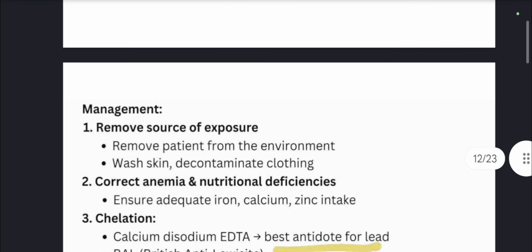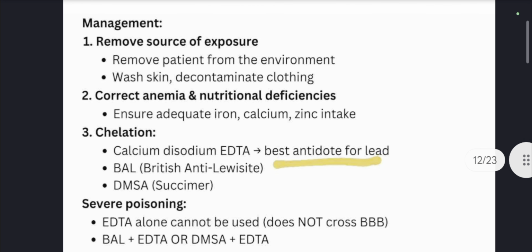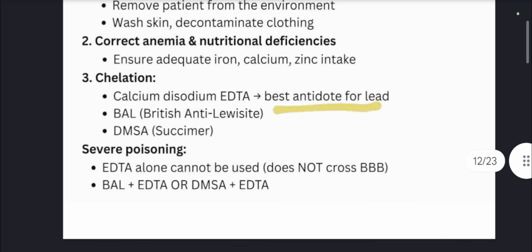Moving ahead and talking about the management. In management, you can remove the source of exposure, you can remove the patient from the environment, you can wash skin, decontaminate clothing, correct anemia and nutritional deficiencies by ensuring adequate iron, calcium, zinc intake. Chelation can be done: calcium disodium EDTA, which is the best antidote for lead, BAL, British anti-lewisite, and DMSA, Succimer. In severe poisoning, EDTA alone cannot be used because it does not cross the blood-brain barrier. Instead, we use BAL plus EDTA or DMSA plus EDTA.